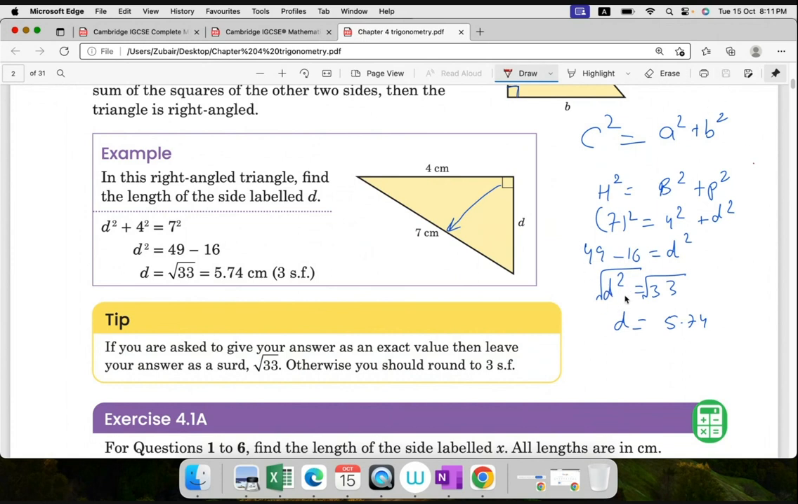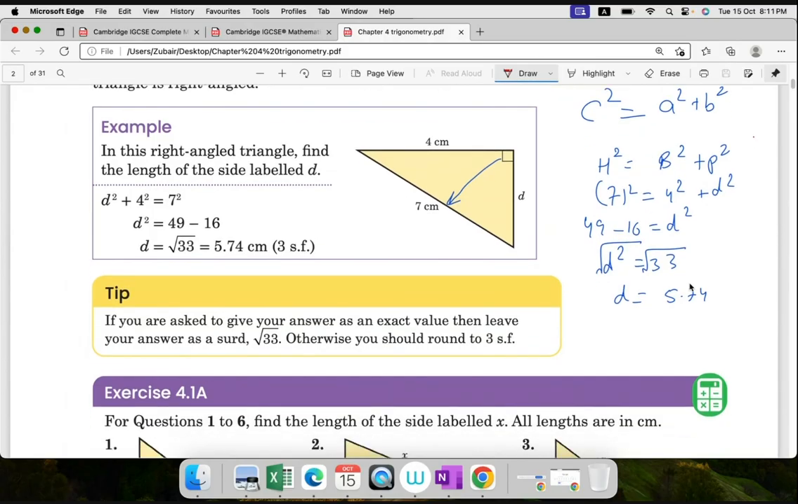Now this time we are not doing positive negative on both sides. Whenever we do square root on both sides, we normally use plus minus sign, but here we are dealing with length and length cannot be negative.